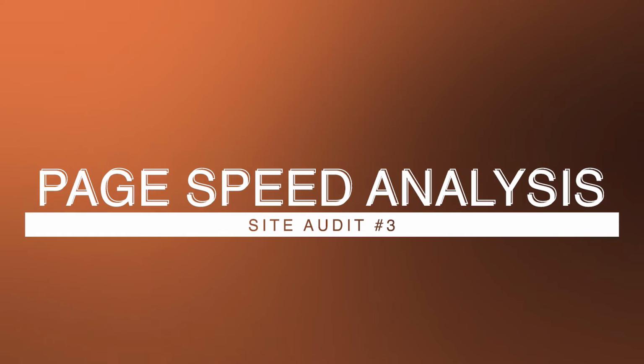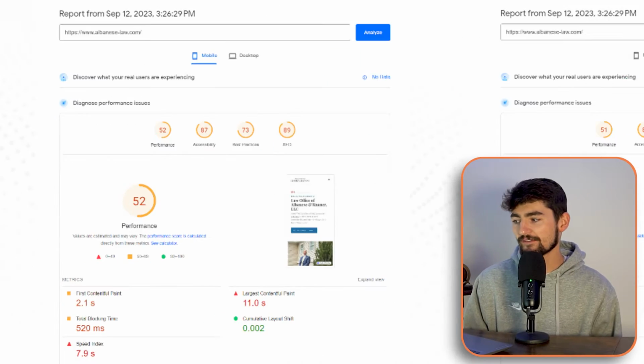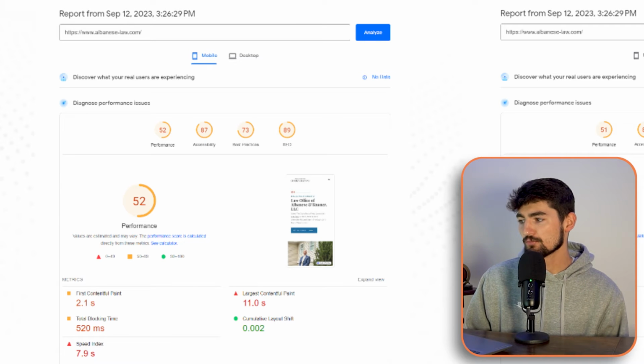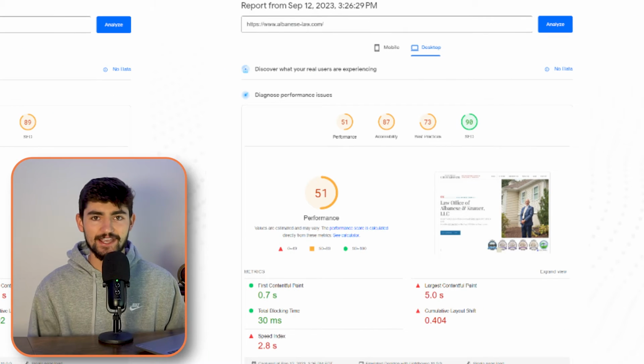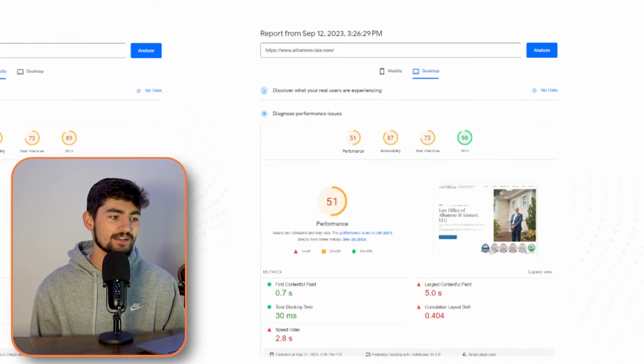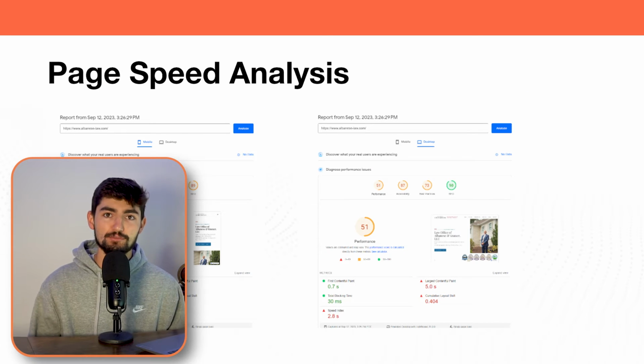Alright, so the next factor I like to look at is page speed analysis. Now, this is how fast it takes for your website to load on the internet. And this is one of the most crucial factors for a website that's performing really well and generating new leads and converting. So on the left side of the screen, you're looking at a mobile page speed test, and on the right side, you're looking at a desktop test. And this is an official test from Google.